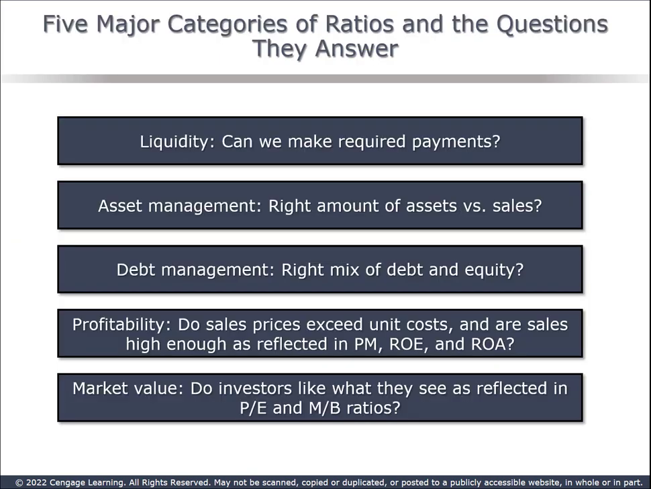So let's go through the list of ratios we'll be covering. 5 major categories. Liquidity. Do we have enough current assets to meet our current liabilities? Asset management. How well are we using our assets to generate sales? Debt management. Are we using debt effectively? Profitability. Are we making money? Market value. Let's look at these ratios for DeLeon and analyze our findings.